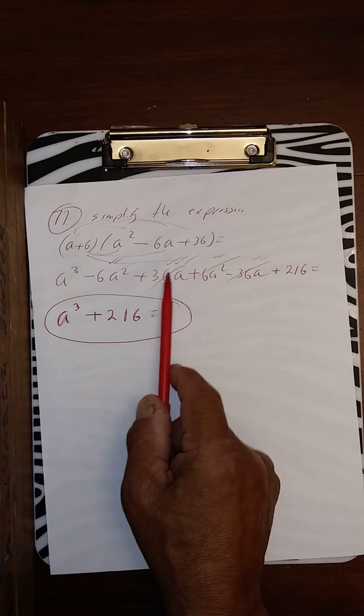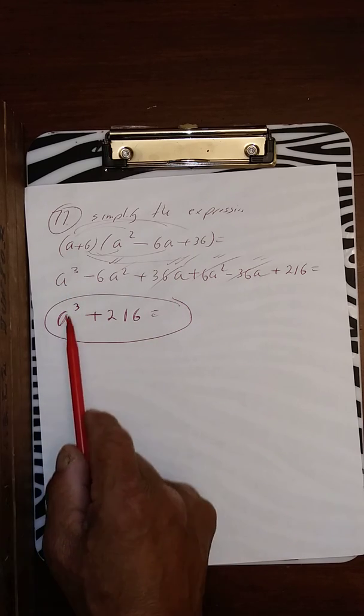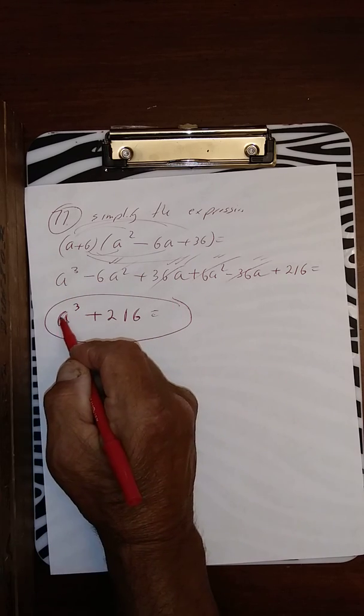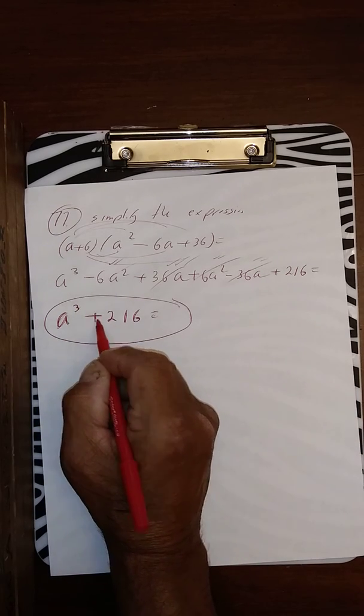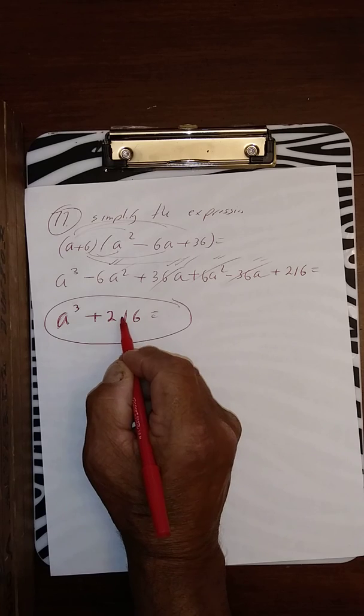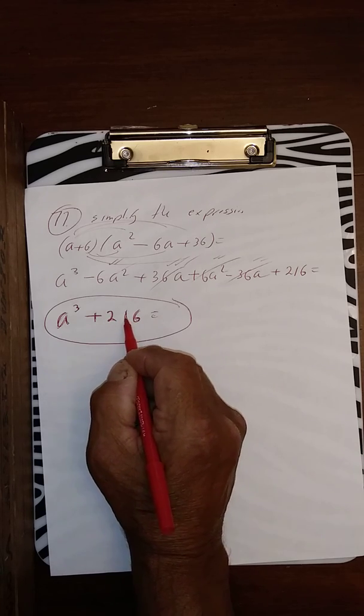6a squared and a negative 6a squared are gone. Negative 36a and positive 36a are gone, so left over is a cubed. This one's left over. And plus 216 is left over. That's it, we're done.